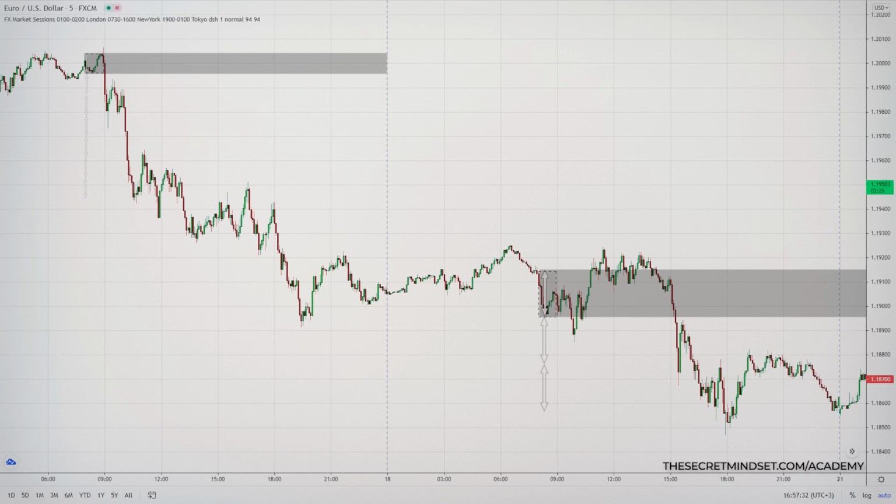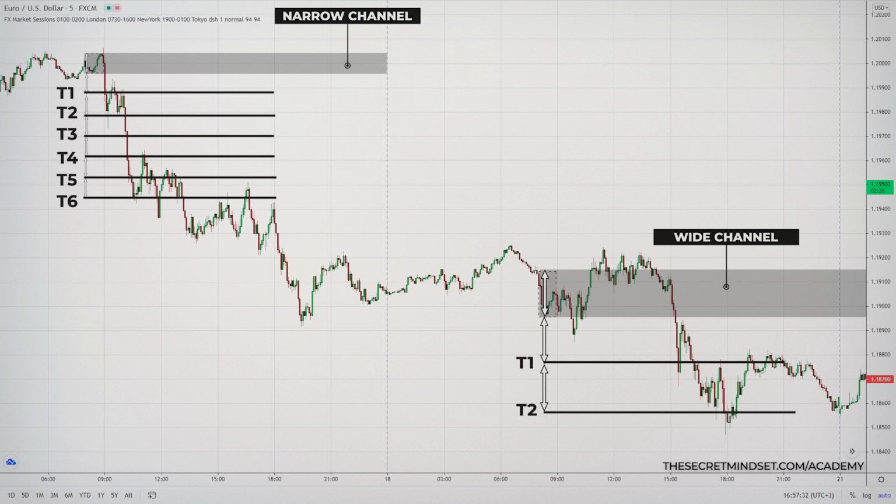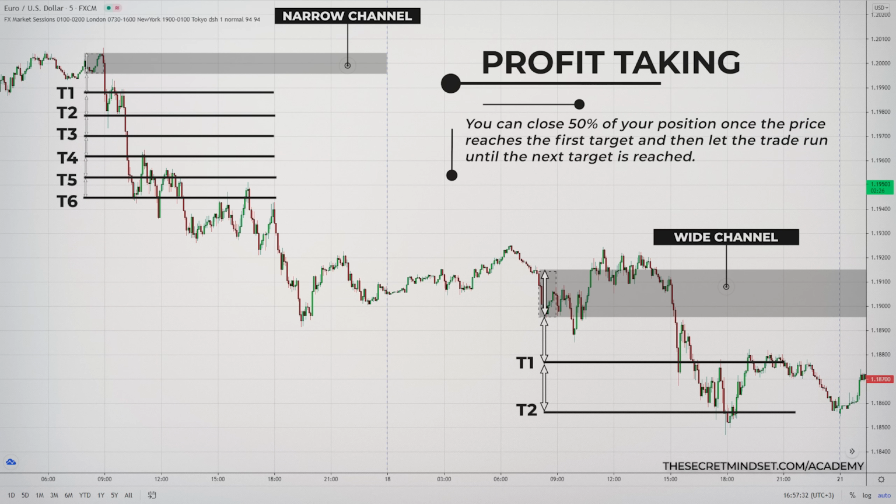When setting price targets, the opening channel is a measure of volatility. If the channel is narrow, you will have to add multiple price targets. If the channel is wide, you will have to add just a few. You can close 50% of your position once the price reaches the first target, and then let the trade run until the next target is reached. It's up to you. You decide which money and risk management you want to use.